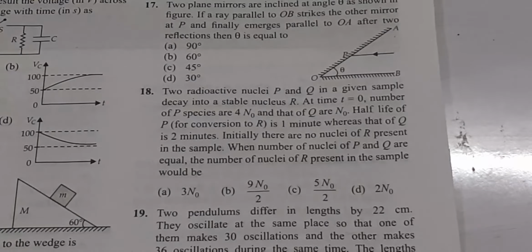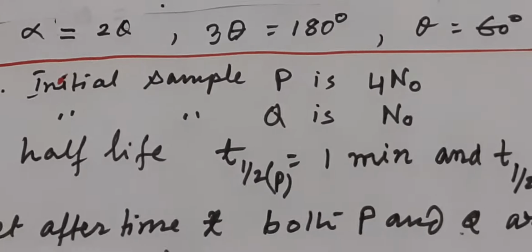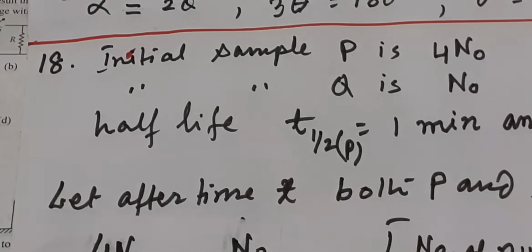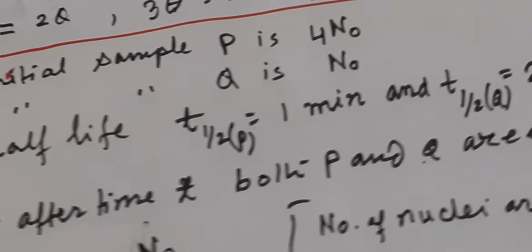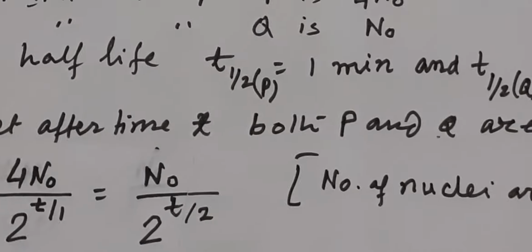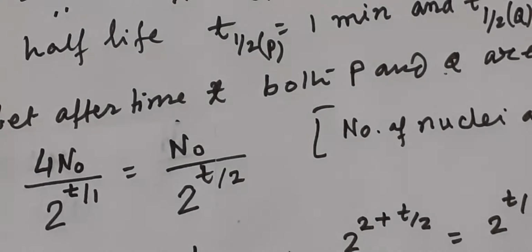Say after time t, the initial sample of P is 4 n naught and the initial sample of Q is n naught. The half life for P is 1 minute, and for Q it is 2 minutes. Now after time t, both P and Q will be equal.